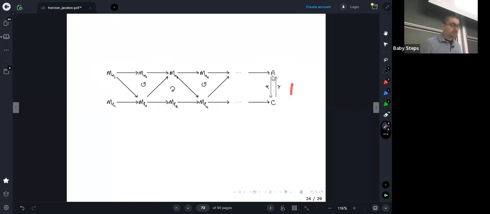And in fact, these two maps are inverse to each other, because if I start with something here and go down by alpha and then go back up by gamma, what is this? This is again just the inclusion. So one composed with the other is just the identity. And that's the end of the proof.